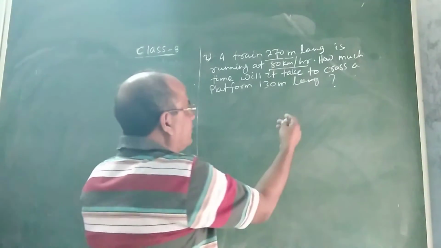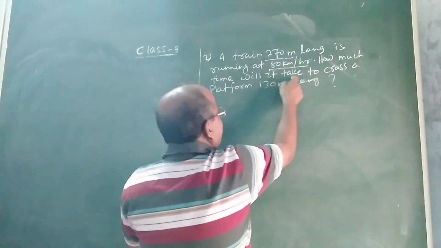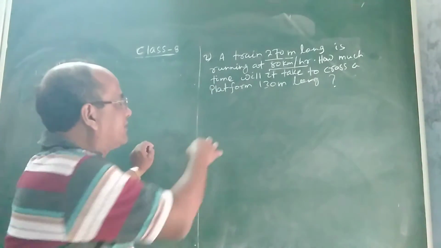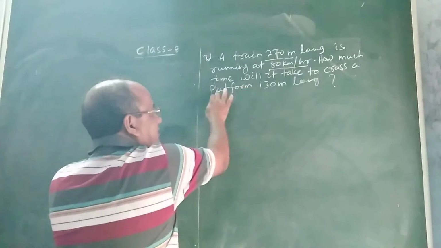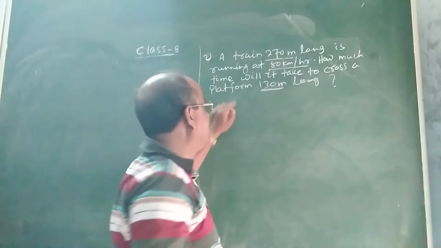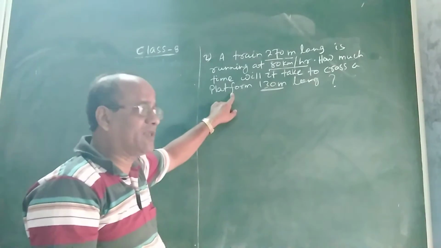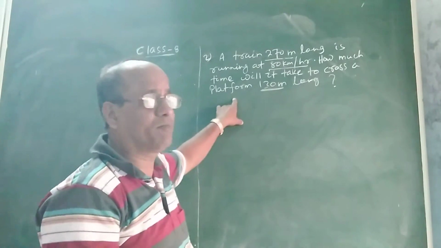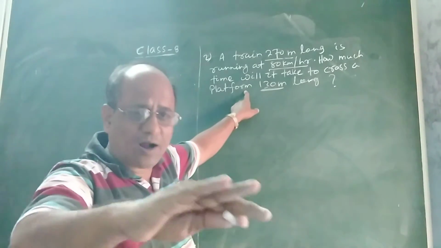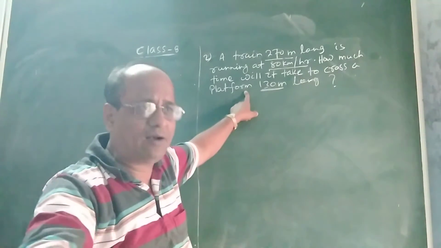Okay? Then what is the question? How much time will it take to cross a platform? Look, the train is crossing whom? In this question, the train is crossing a platform. And what is the length of the platform? 130. You see, in the previous class I have told you, a platform is a stationary object, and it lies horizontal or parallel to the ground.